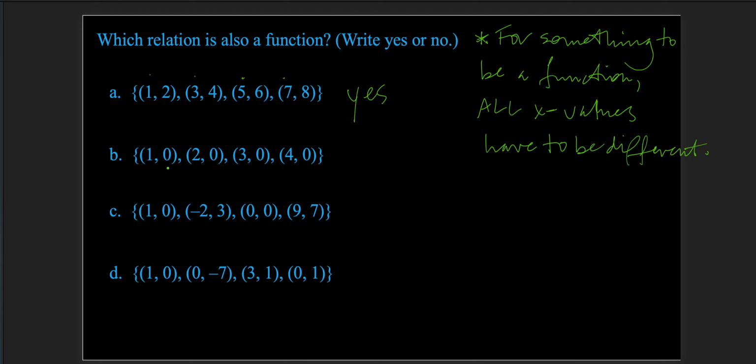Doesn't matter what's going on with the y values. See in B, so we have in B 1, 2, 3, and 4, all the x values are different. All the y values are the same. Doesn't matter. If all the x values are different, that's a function. So you can try answering C and D, like pause the video. And so for C we have 1, -2, 0, and 9, so that's a yes. And then for D we have 1, 0, 3, and 0. The zeros repeat, so that's a no. All x values have to be different.